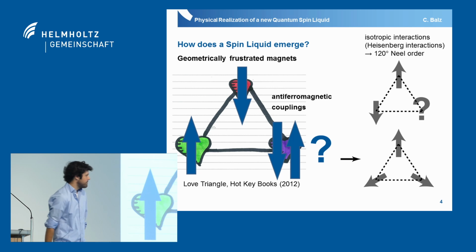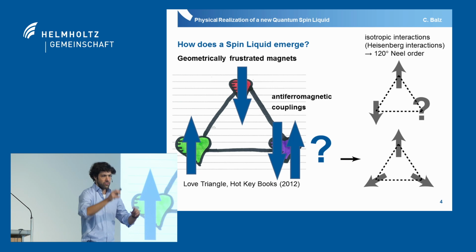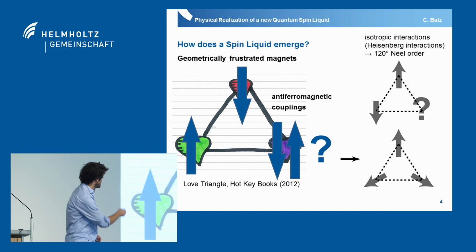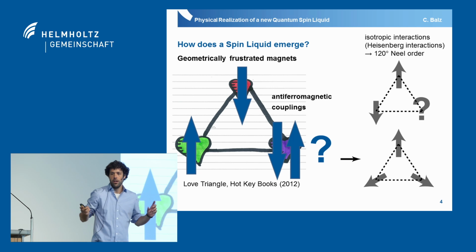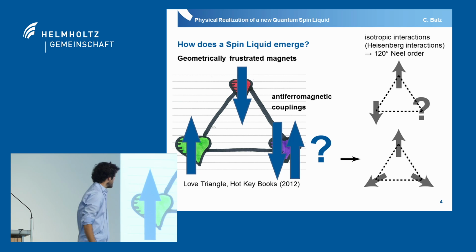However, nature is a bit more clever. What actually happens if you have this situation and you allow the spins to rotate freely in this 2D plane, which we call Heisenberg spins, then what you will develop, what I show on the bottom left, is this 120-degree structure, which is a compromise between minimizing the frustration.